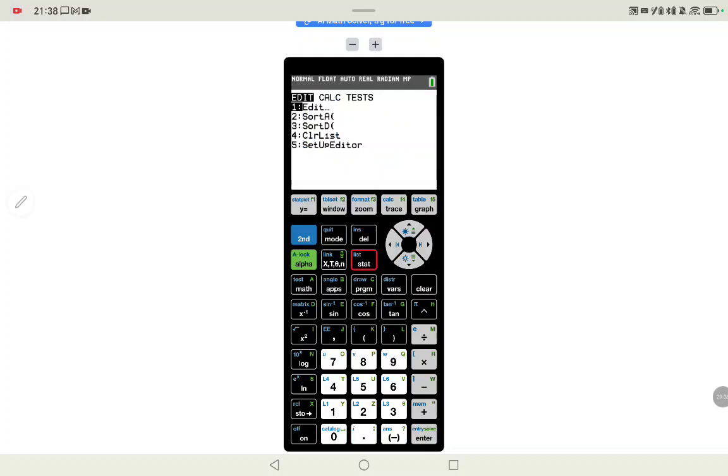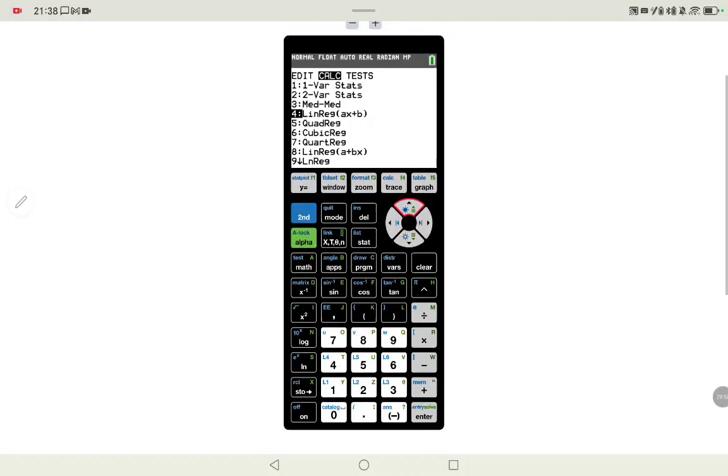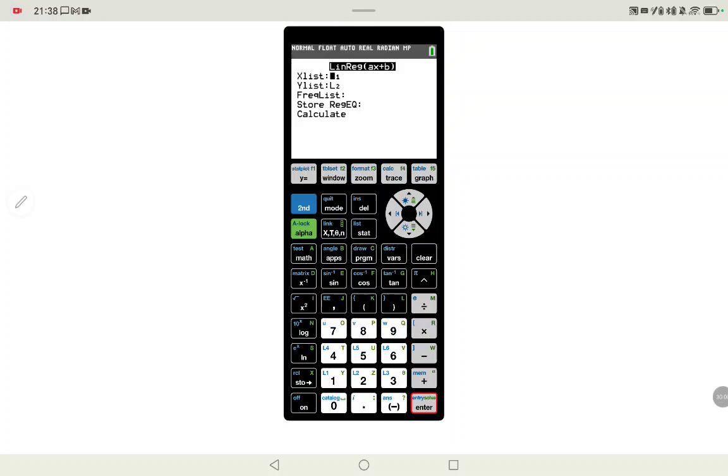If this question is new for you, you will have a table in that question. So you have to go to stat and edit. In L1, you will write the x values of the first row, and in L2, you will write the second row. Then go to stat again, then calc. We need to calculate the regression line, number 4, so press enter. L1 is the x values, L2 the y values. Then press enter to calculate, and it will give you the regression line.